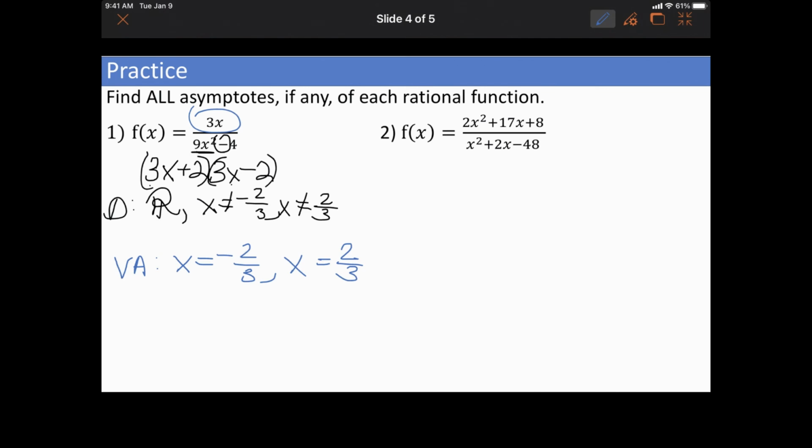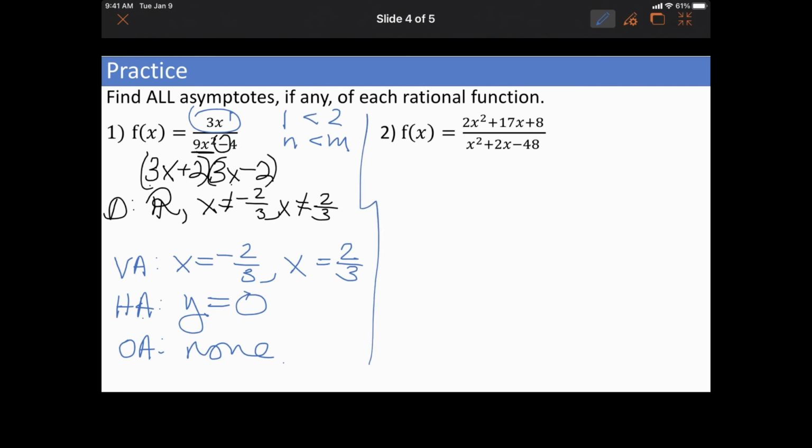Is it a horizontal or an oblique? Well, let's see. My degree is 1 over 2. So n, which is 1, is less than 2. So n is less than m. That tells me that it is a horizontal asymptote, and y equals 0. Okay. And the oblique asymptote is none, and it has no holes. Remember, it can have either horizontal or oblique. It can have one, but it doesn't have both.